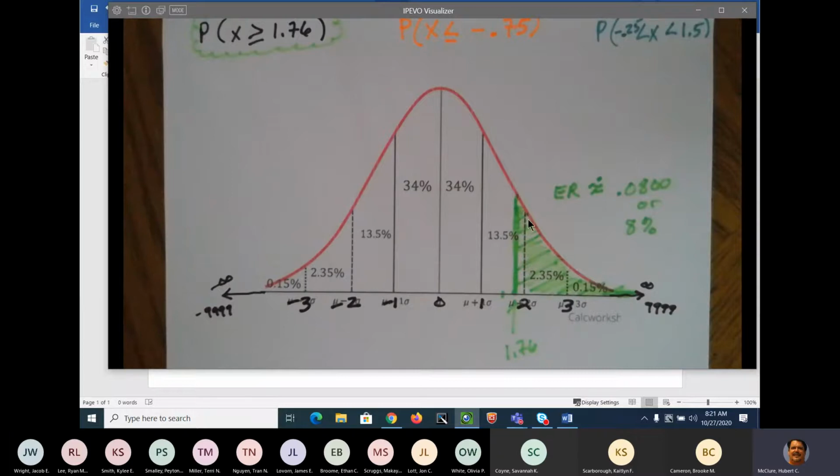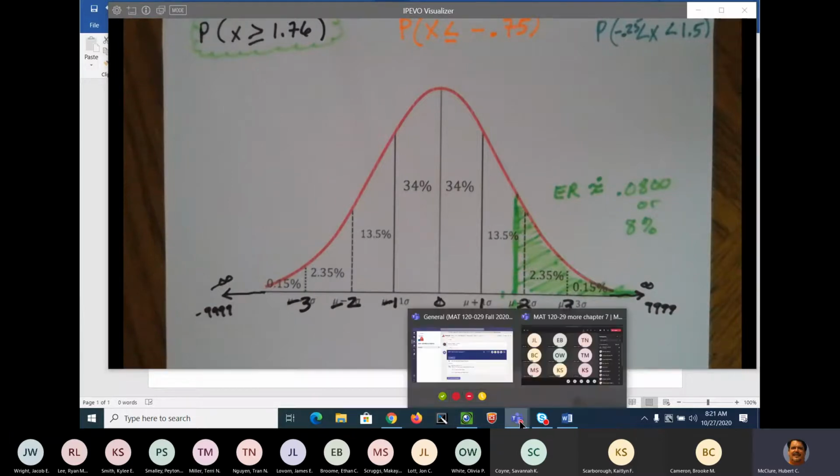And now we're going to do it on the handy dandy calculator. And which way do we read?